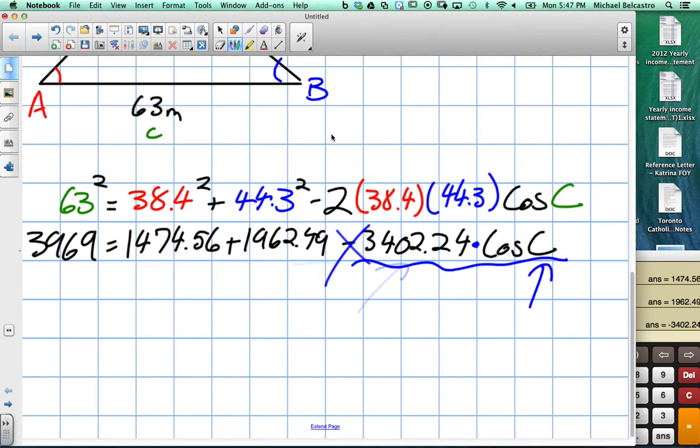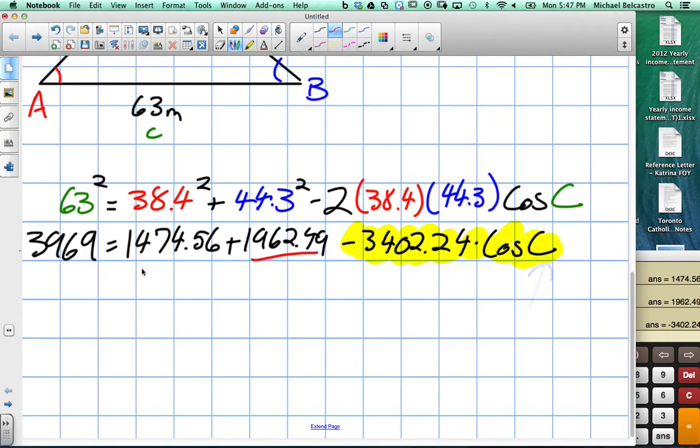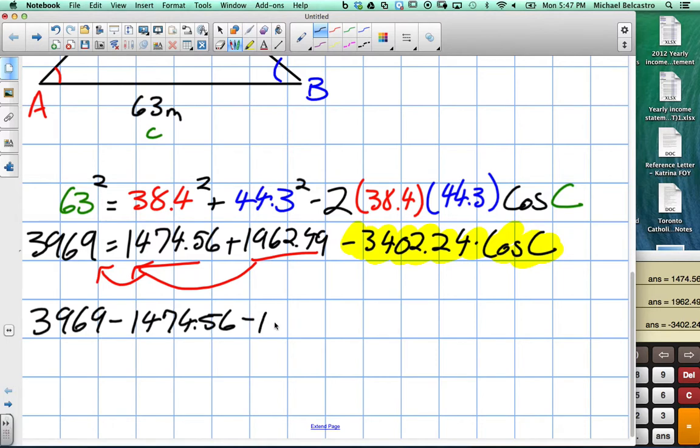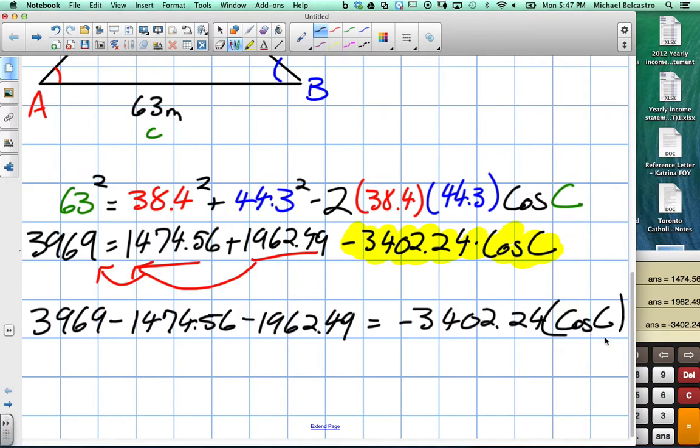So what I want us to do is highlight it. I don't want to touch these numbers. I'm only going to focus on the negative 3402.24. So I'm going to move these to the other side of the equation, both of them. When we do that, it'll become 3969 subtract 1474.56 subtract 1962.49 is equal to, and this will stay, it's still negative 3402.24 times cos C. We'll put it in brackets so you can see it's times.